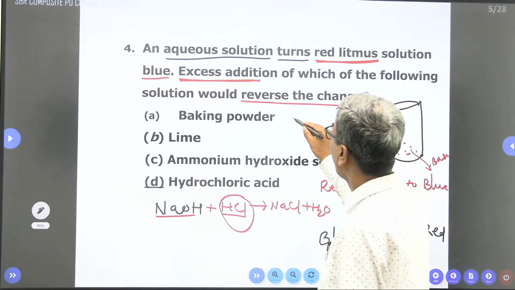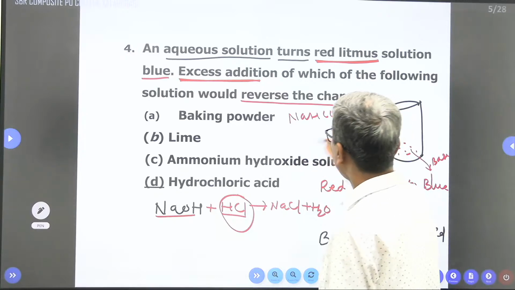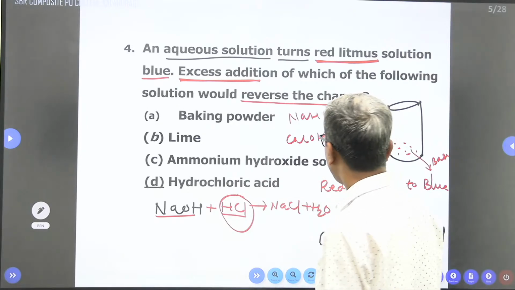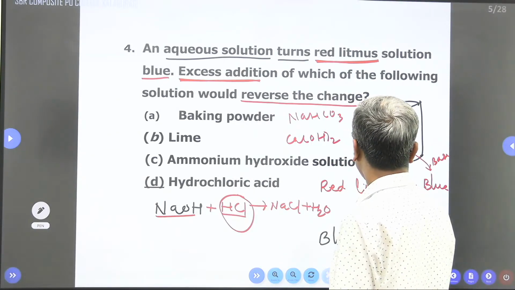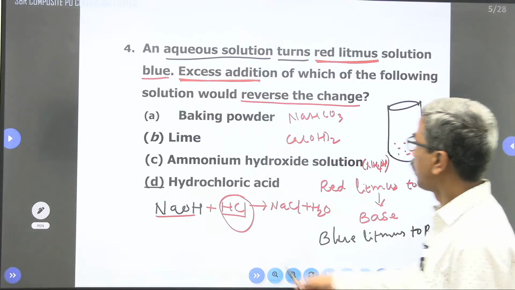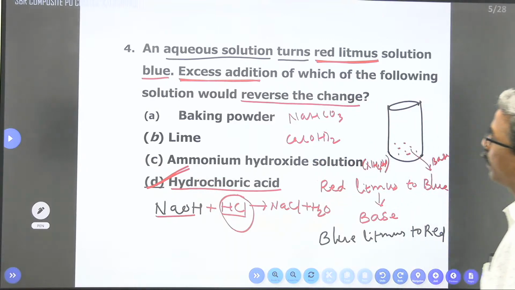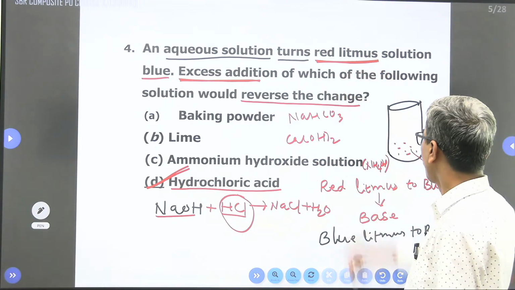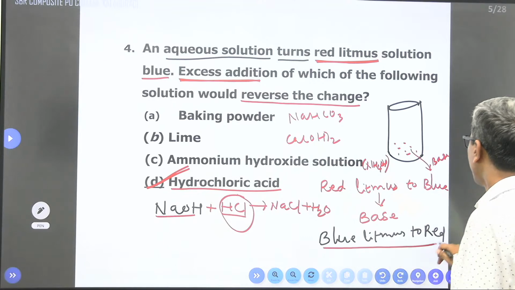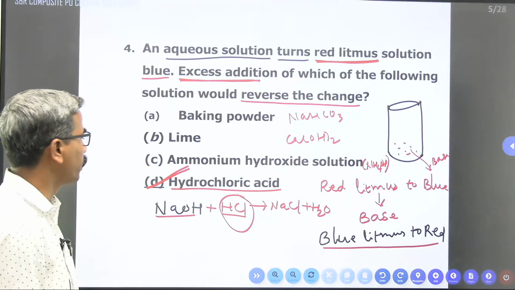Baking soda is sodium hydrogen carbonate or sodium bicarbonate, so this is basic in nature. Lime water is calcium hydroxide, which is also basic. Ammonium hydroxide, formula NH4OH, is also basic. So I have to add an acidic solution. The remaining one, hydrochloric acid, is an acid. So after adding hydrochloric acid to the solution which turns red litmus into blue, by adding excess of hydrochloric acid, blue litmus paper will turn into red. So for question number 4, D option is going to be the correct one.